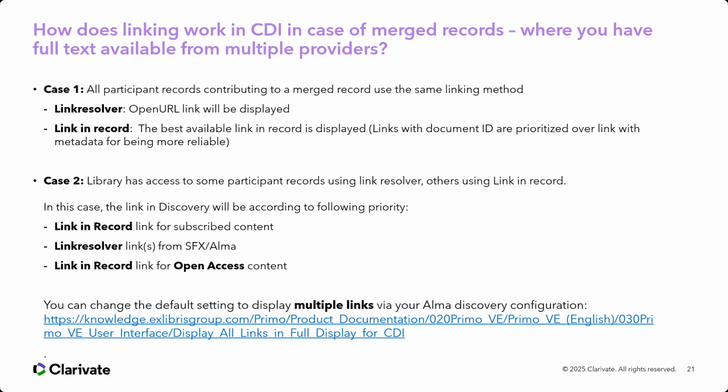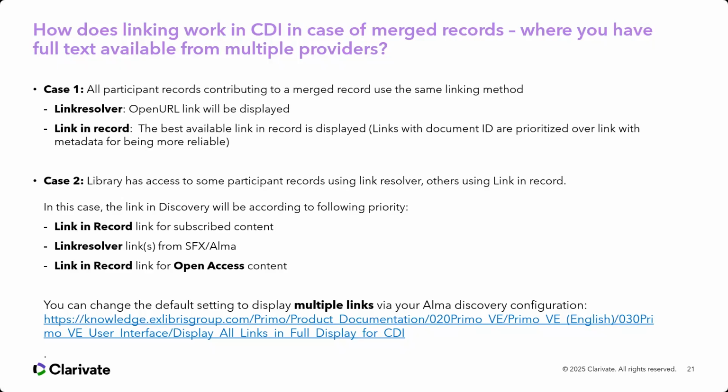The second scenario is where the library has access to some of the participants. Some of them use link resolver for linking and others link in record. So what we do then is we have an internal priority where we prioritize link in record links first, because those are stable links from the provider and used mostly when there's only one provider available. So those are stable links, those are chosen. If we don't have link in record links for subscribed content, but there is a link resolver link, then we use that one.